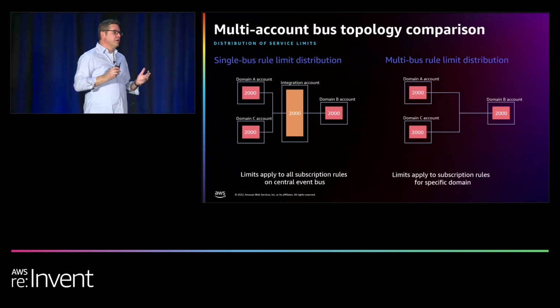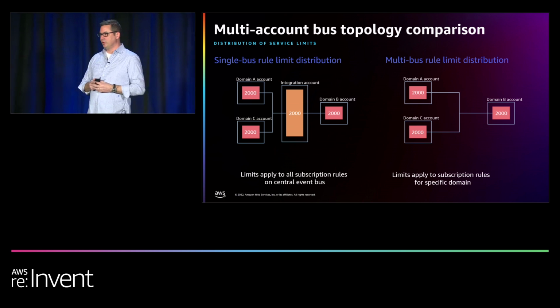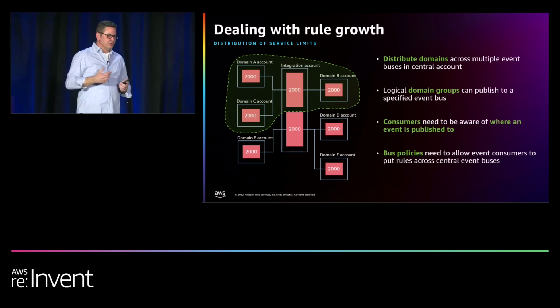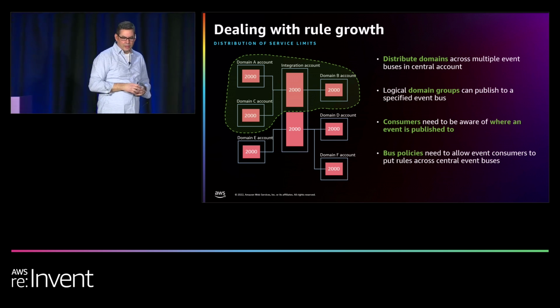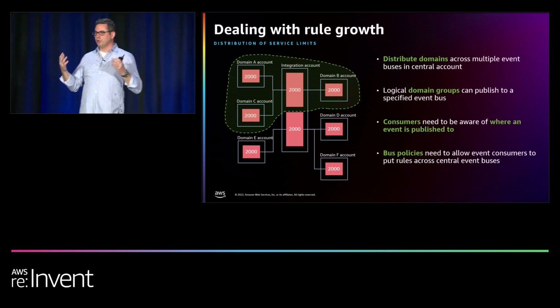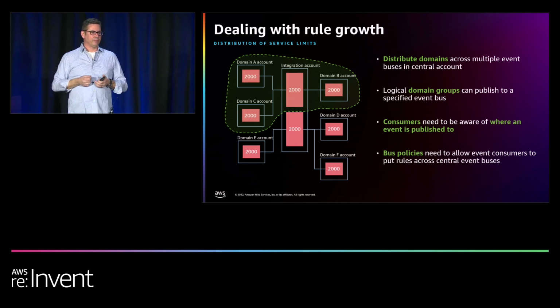But what do you do if you have adopted a centralized topology and you're coming close to running out of space? Well, one solution might be to add another centralized event bus into that account, and then look at providing some logical grouping and assigning publishers to either one or the other bus.